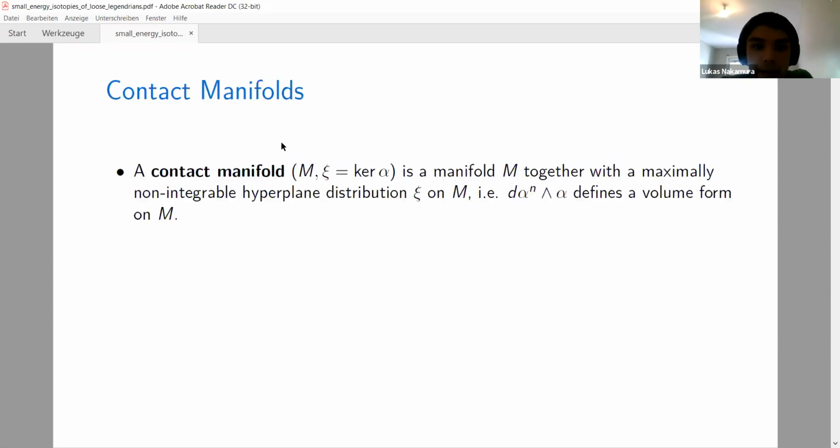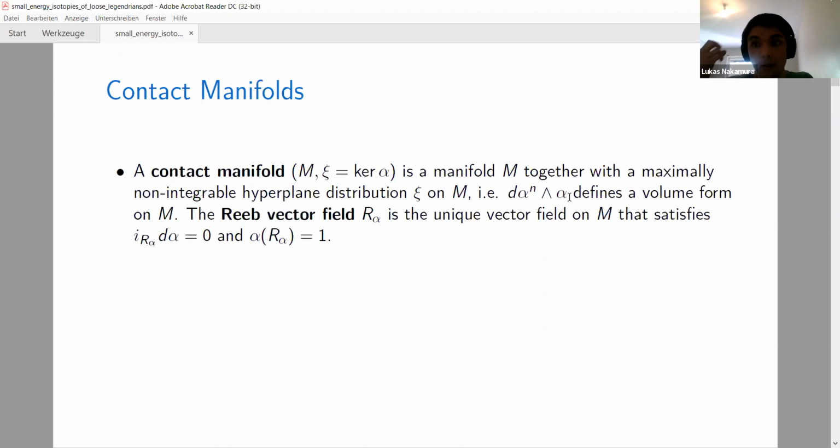Okay, but before that, let me introduce some definitions and some notation. So a contact manifold is a manifold which has a hyperplane distribution, and this hyperplane distribution, I will assume that it's always the kernel of some one-form, and it's a contact distribution if the n-fold wedge product of alpha with d alpha defines a volume form.